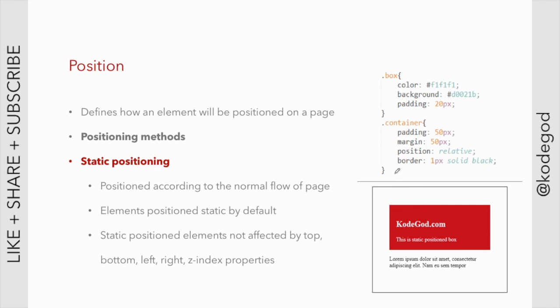What we have in the example is one container, and we have specified padding and margin to this container as 50 pixels each. Position of this particular box is relative, and inside this we have another box, and by default it is static, so we have not specified anything, so it remains static inside the container.